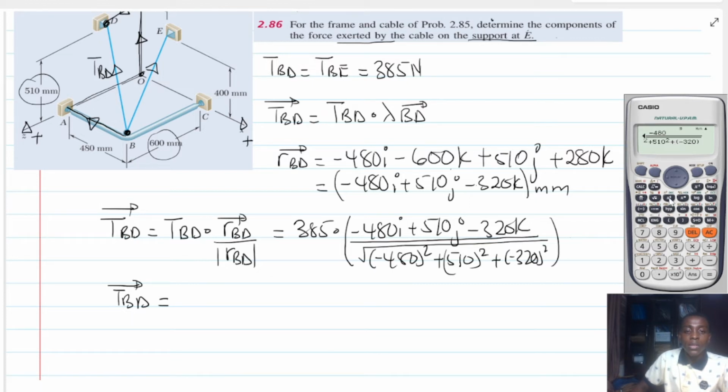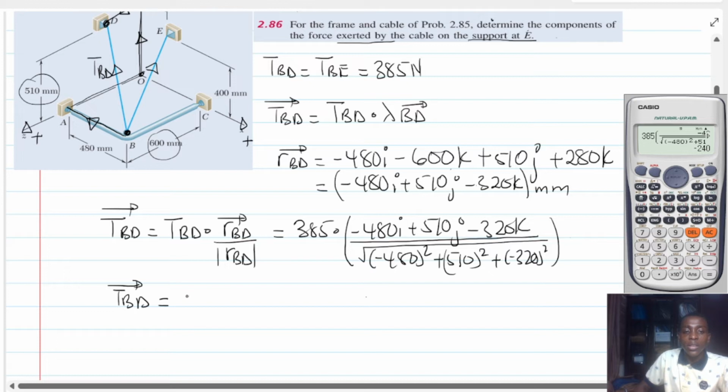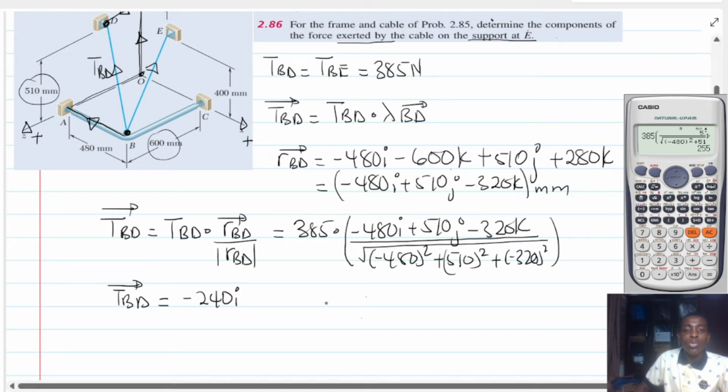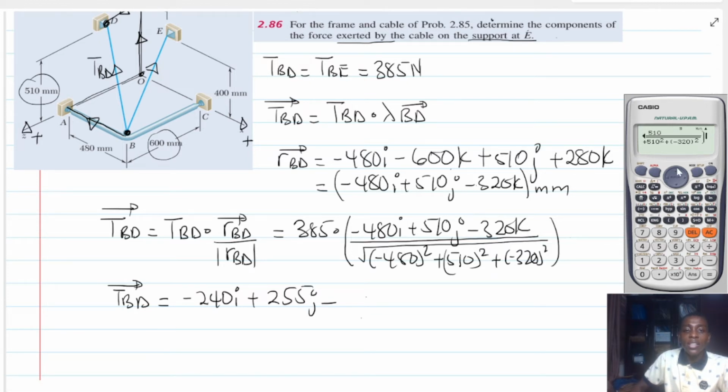And what is that? Matter of fact, I'm going to get minus 240, so minus 240i. Then I'll do the same for the j component. This time around, I'll clean this part and make it 510, and that is going to be 255, so plus 255j. And finally, I'm going to clean the numerator and make it 320. That is for the z component.